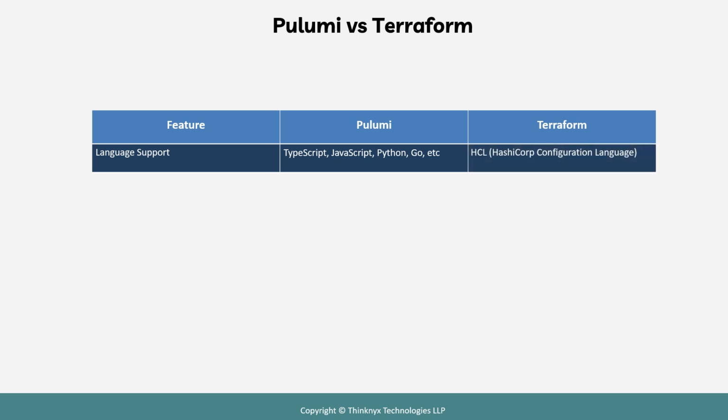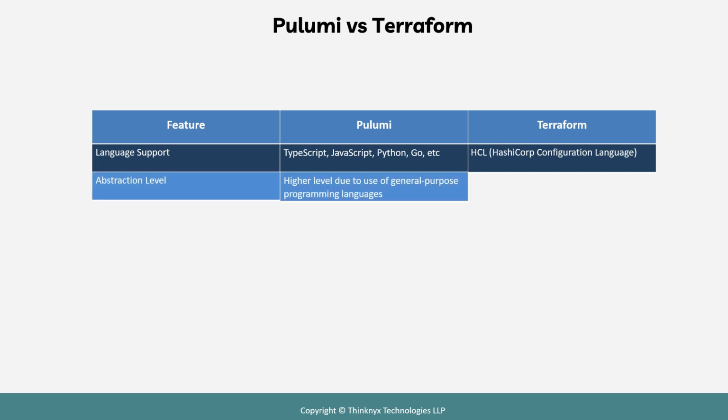Terraform. Terraform uses its own declarative language called HCL. HCL is specifically designed for defining infrastructure as code, making it straightforward but less flexible than general-purpose programming languages. Abstraction level. Pulumi operates at a higher level of abstraction because it uses general-purpose programming languages. This allows users to implement complex logic and abstraction more naturally.